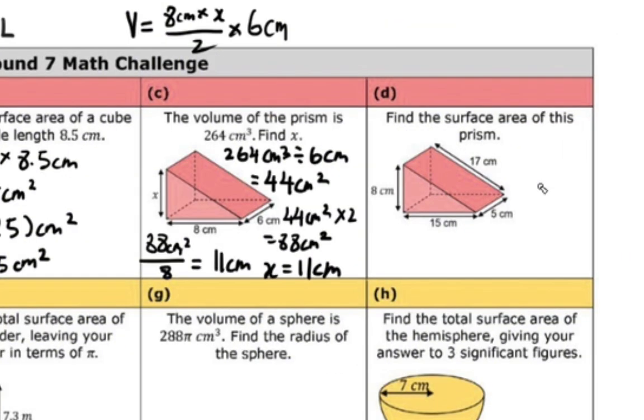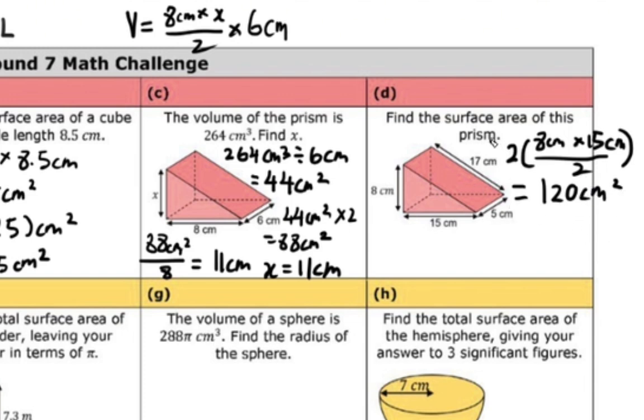Question D. Find the surface area of this prism. To find the surface area of this prism, we would need to find the area of each face and add them together. So first I'll find the area of this triangle. So I'll first take 2, because there's 2 triangles, one in the front and one at the back. So 2, 8 cm times 15 cm divided by 2 would equal to 120 cm square.